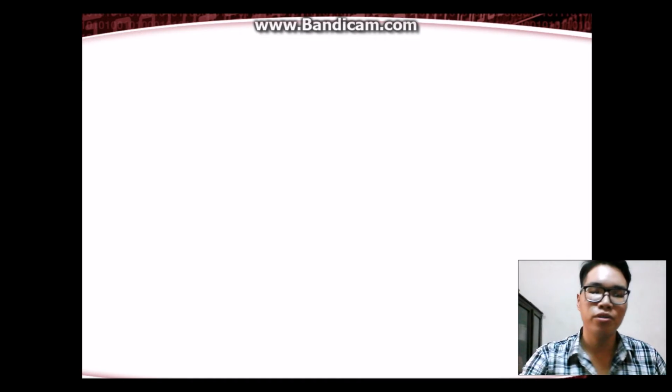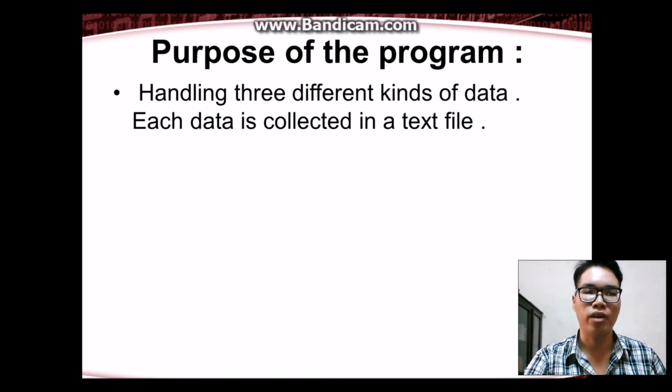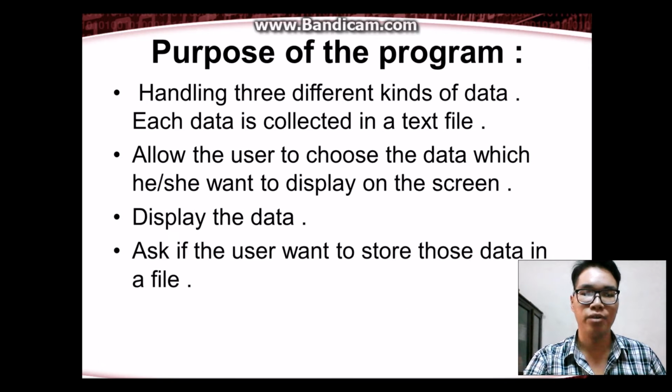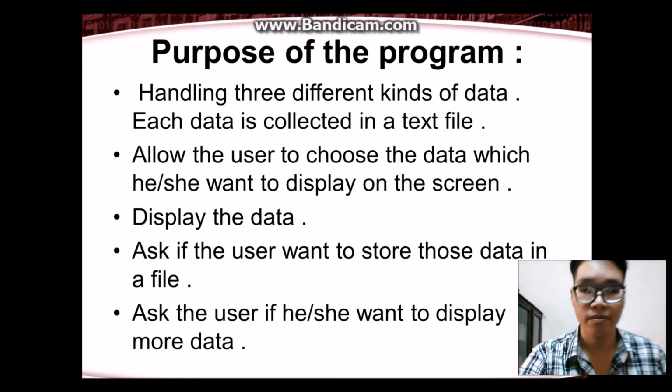I will introduce to you the purpose of the program. First, the program must handle three different kinds of data collected in a text file. Next, it allows the user to choose the data which he or she wants to display on the screen. Next, we must display the data and then ask if the user wants to store the data in a file. Then ask the user if he or she wants to display more data.